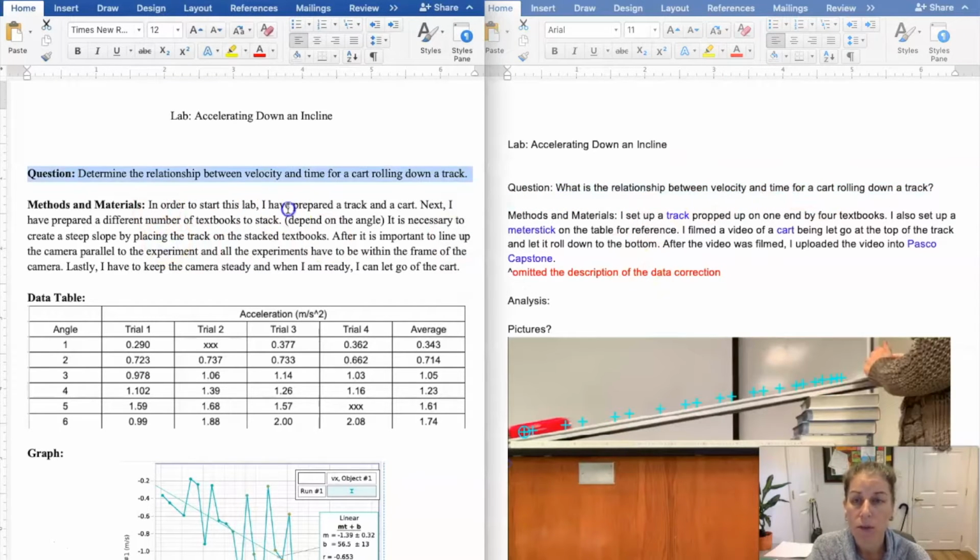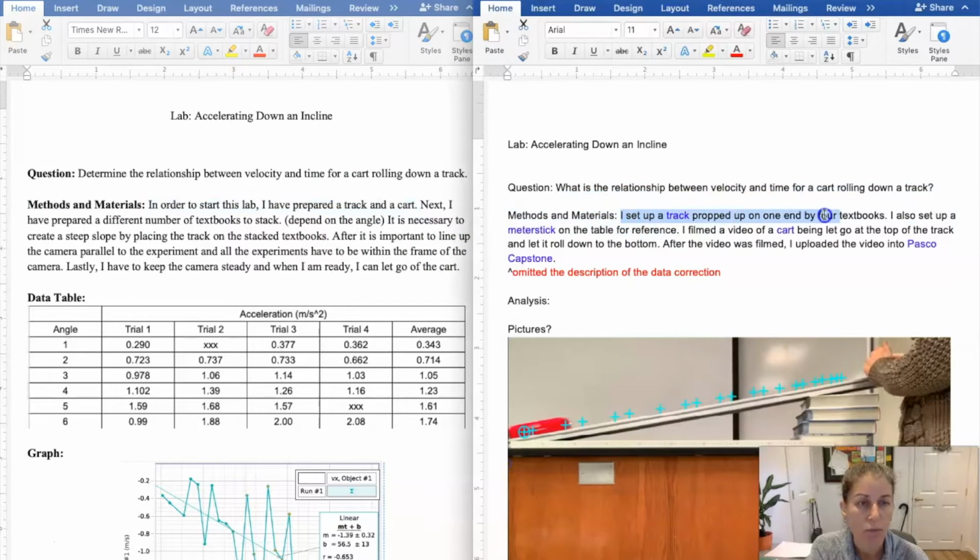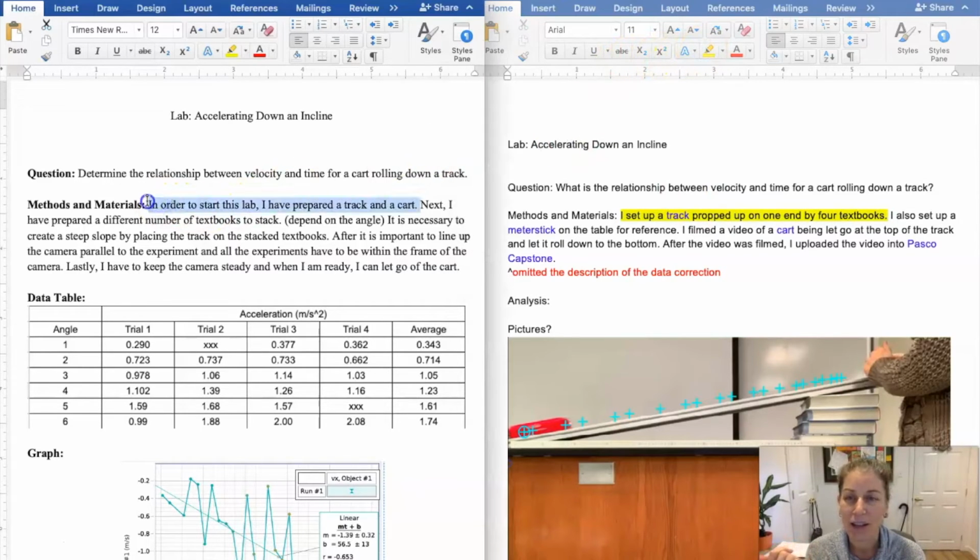Methods and materials. This person starts with a list, but it doesn't say anything about how they prepared the track. Look at the difference here. I set up a track propped up on one end by 4 textbooks. So this is a lot more descriptive and takes the same amount of words. If you look at this versus this, it literally is the same number of words, but it's a very different way of using those words.